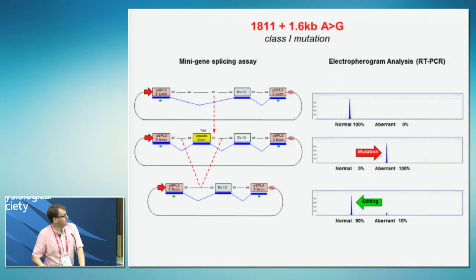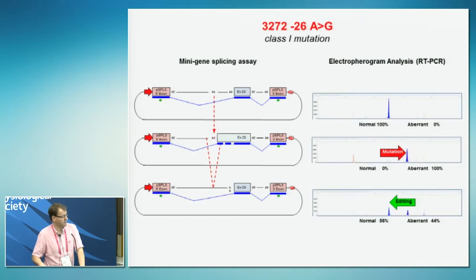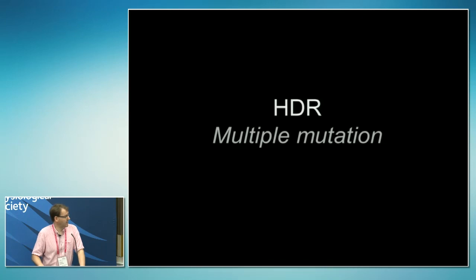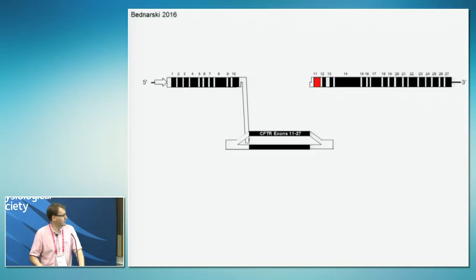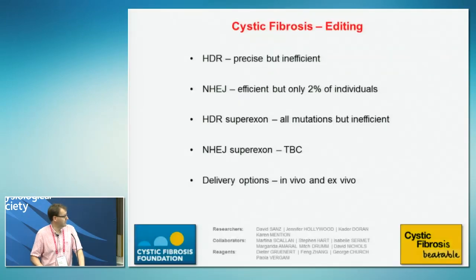I don't have time, but we've done this for two other mutations. Again, it's the royal we, this is all David's work. So I don't have time to go into the multiple mutation scheme here, so I'll just finish with this slide on CF gene editing. We know that HDR is precise, but it's inefficient.